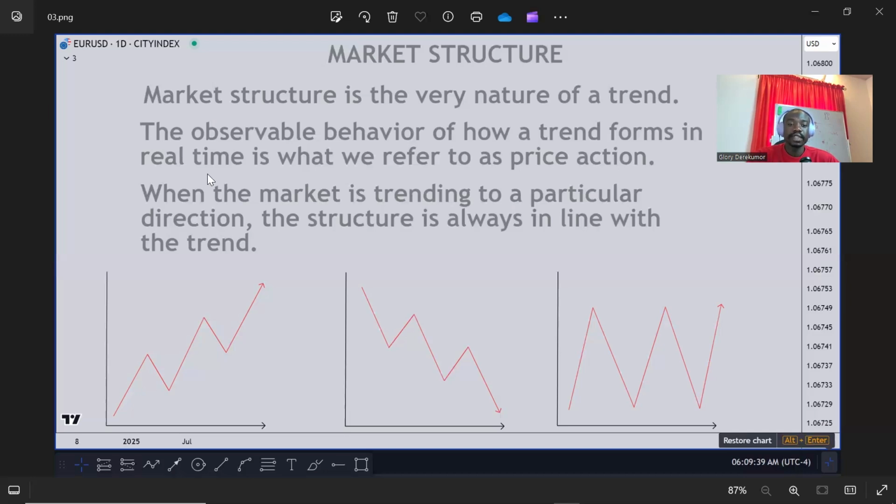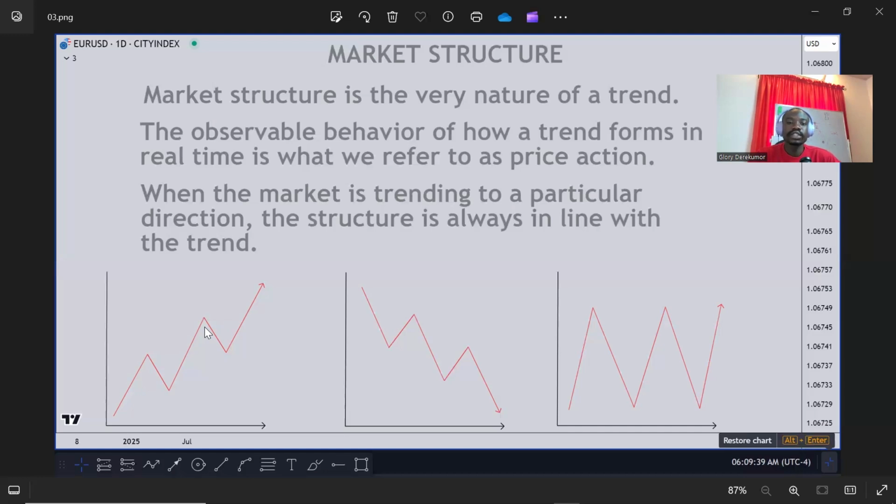Now here, what we have is the observable behavior of how a trend forms in real time, which is what we refer to as price action. So what price is actually doing in real time. If you're watching this market move in real time, you're going to see these markets move from this low price to this high price. It's going to pull back. It's going to go back up again. So this is what we mean by price action. When you're watching the market in real time, as the market is moving, you're seeing every single movement of the market. It means you're watching price action.